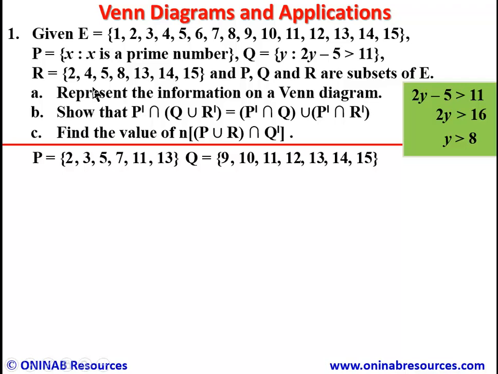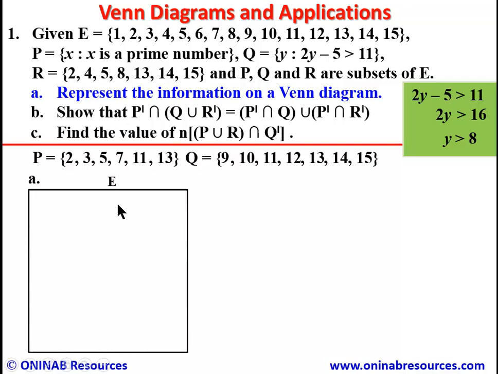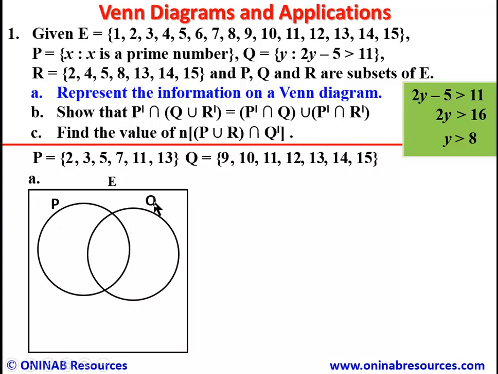So we now start the solution from A by representing the information on a Venn diagram. The rectangle will represent the universal set E, a circle will represent P, and the other circle will represent Q, and the third circle will represent set R. So in this case, we are going to start from the universal set, since it is the complete set.